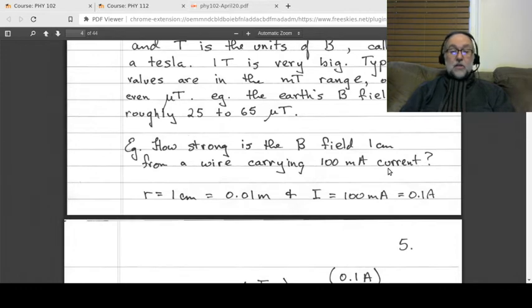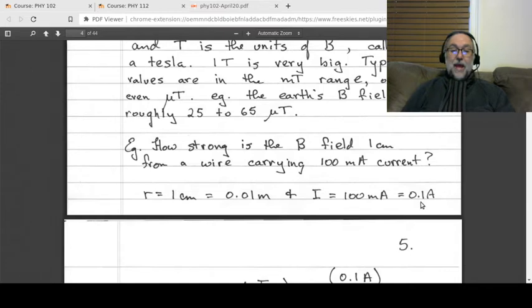And by the way, the instrument to do that is called a Gauss meter, and you should see that in the lab. All right, so r is basically 1 centimeter, or we have to work in MKS units, so it's 0.01 meters, and the current is 100 milliamps, but we got to convert that to amps because we got to work in the MKS units for current, and that's amps, not milliamps.